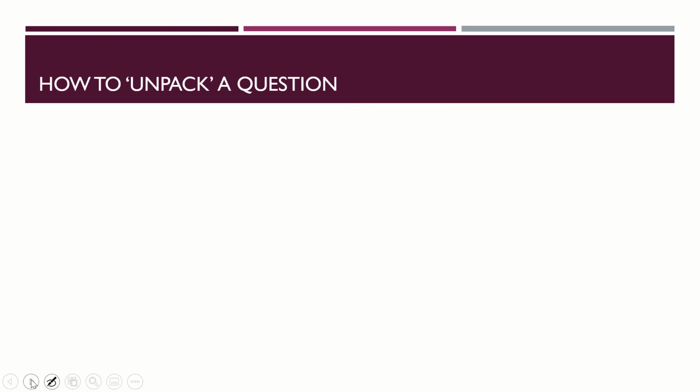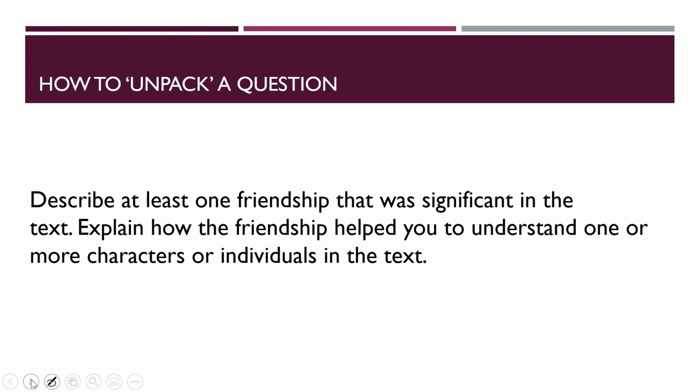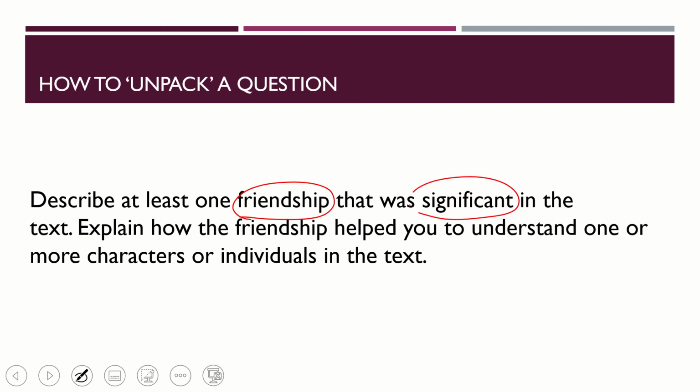So let's have a look. How to unpack a question. Let's have a look at this again. Describe at least one friendship that was significant in the text. Explain how the friendship helped you to understand one or more characters or individuals. Okay? At least one friendship, so one or more.